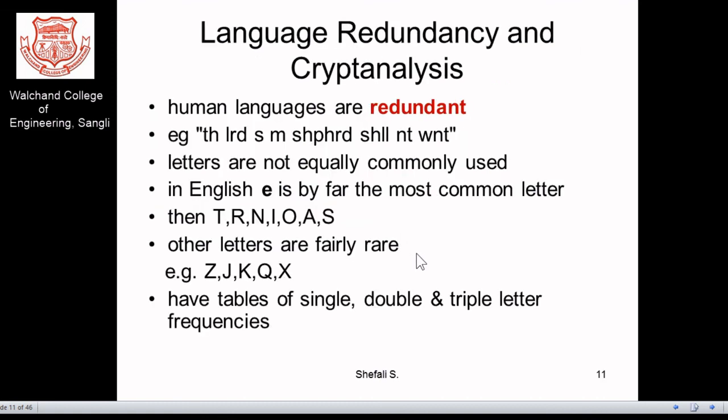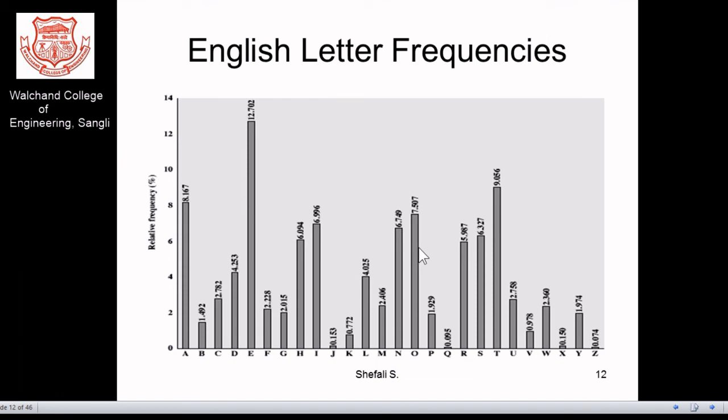Why is it not up to the mark? We can find out with the help of a frequency table. I'll give you one idea for the frequency table. I'll come back to the earlier slide. There are certain researchers who tried to find out the frequency of occurrence of every particular character in a typical conversation.